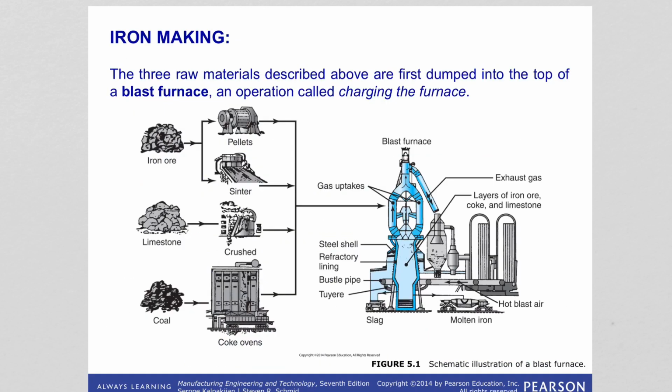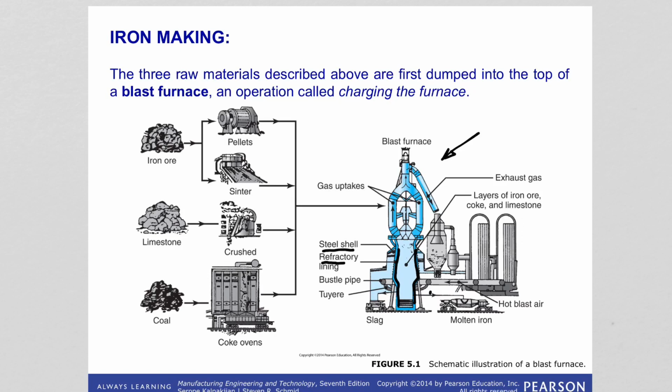Those three raw materials, iron ore, limestone and coke, are dumped into the top of a blast furnace, in an operation called charging the furnace. So what is a blast furnace? It is basically a large steel cylinder. It is lined with refractory brick. Refractory means, as you can see here, it is a ceramic brick, and it can resist very high temperatures.